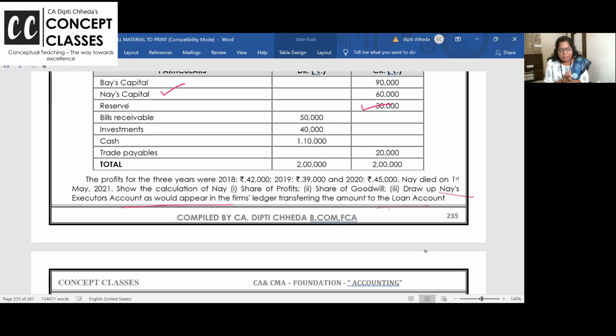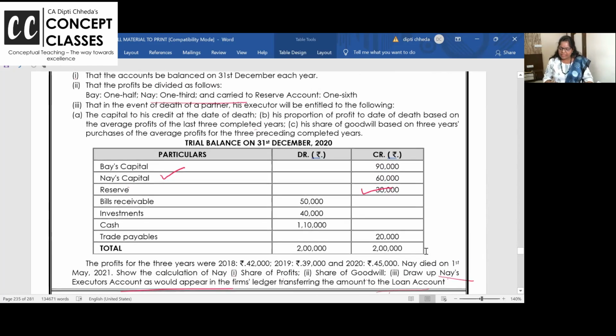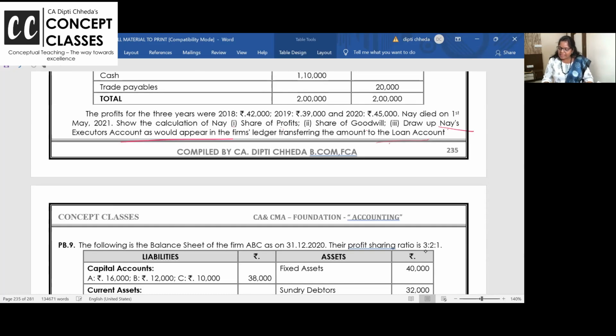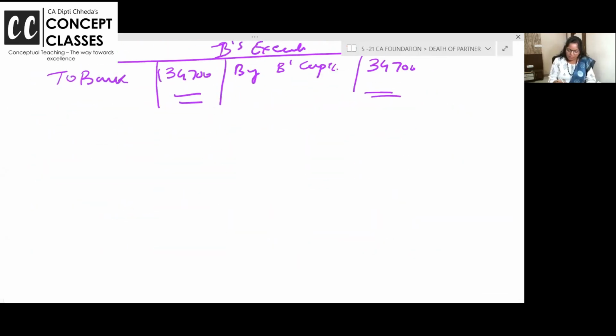Are you reading the problem? If you feel my speed is more, pause and read and then continue. There was a mistake in reading, that's why we took the profit sharing ratio wrong. You just have to calculate share of profit, share of goodwill, draw his executor's account and transfer to loan account. A very simple 5-6 marks problem, and not more than 10 minutes we are going to take for this.